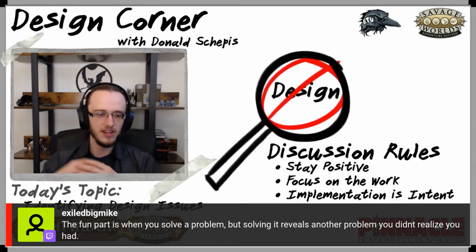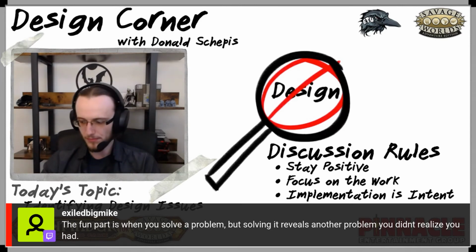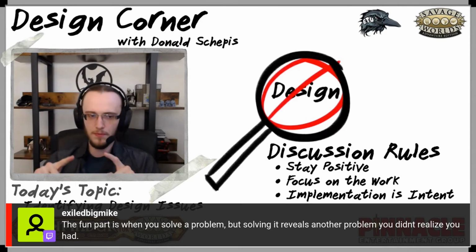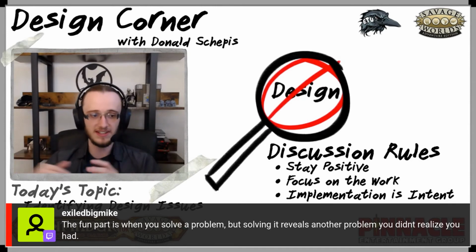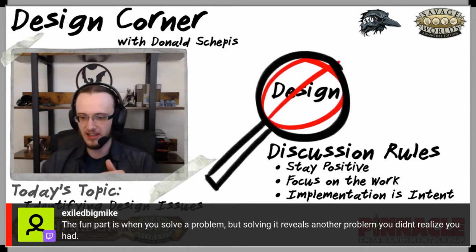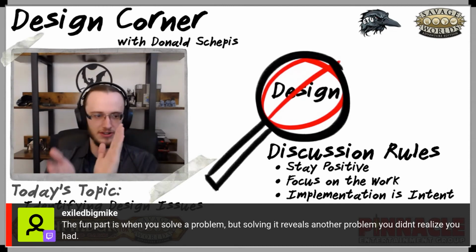So Mike said the fun part is when you solve a problem, but solving it reveals another problem you didn't realize you had. So this comes in two flavors, right? And this is, design is complex. That's why anytime we talk about anything, I always say this comes in two flavors. There's multiple flavors of basically every problem that you can encounter.